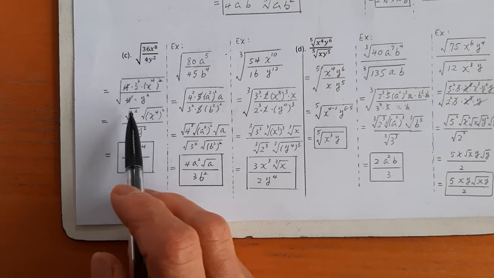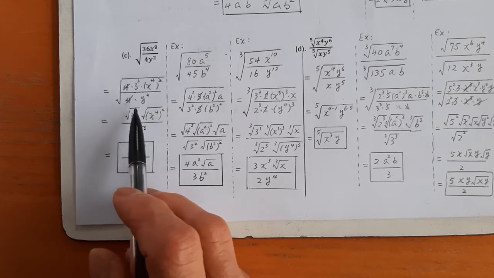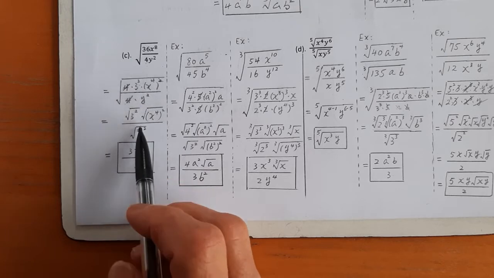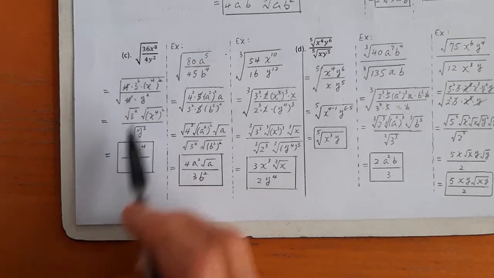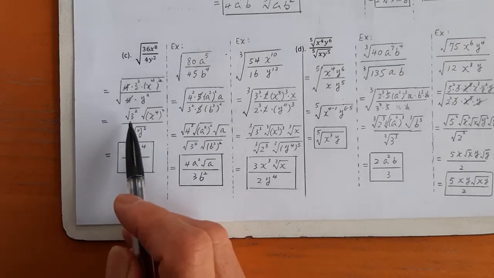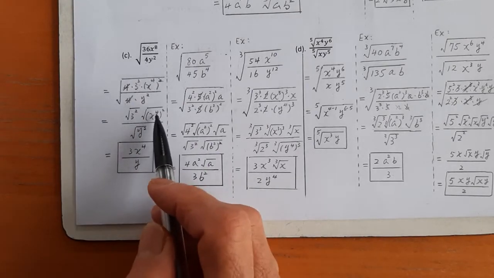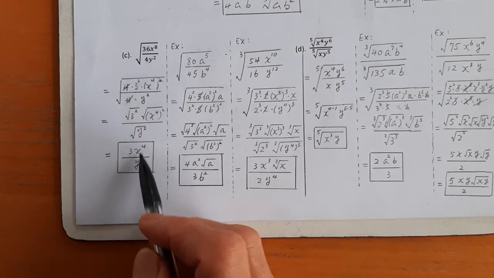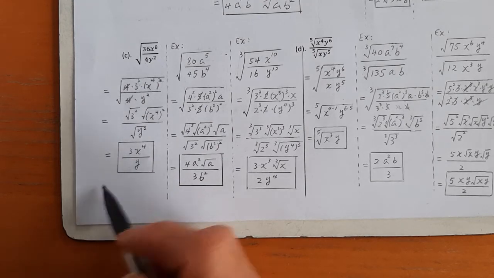Then each one takes square root. This takes square root. This takes square root. Y squared takes square root. Use product rule and the quotient rule. Take square root. So 3 squared, square root is 3. X to the power 4 squared, square root is x to the power 4. Y squared, square root is y.